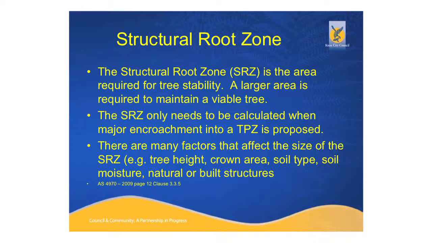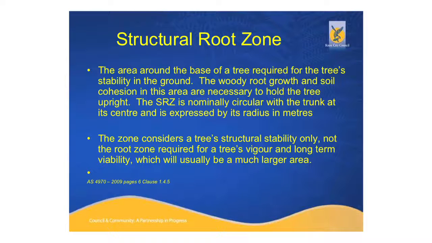The area around the base of a tree required for the tree's stability in the ground, this is still to do with the structural root system. The woody root growth and soil cohesion in this area are necessary to hold the tree upright. The SRZ is nominally circular with the trunk at its centre and is expressed by its radius in metres. Now we know from Greg's talk that is not always the case, that sometimes it can be elliptical, oval. It really depends on the forces acting on the tree, the soil types, the wind direction and so forth.